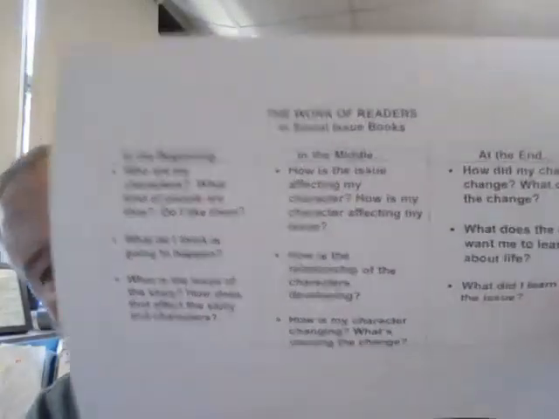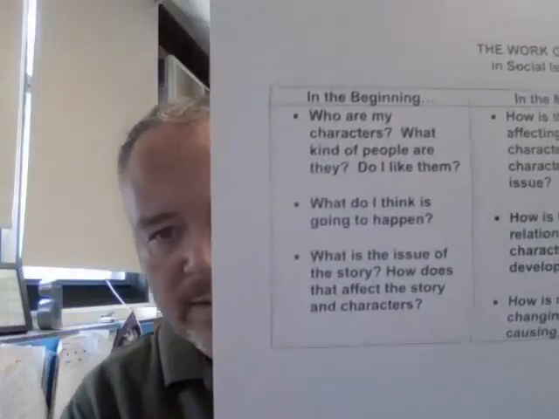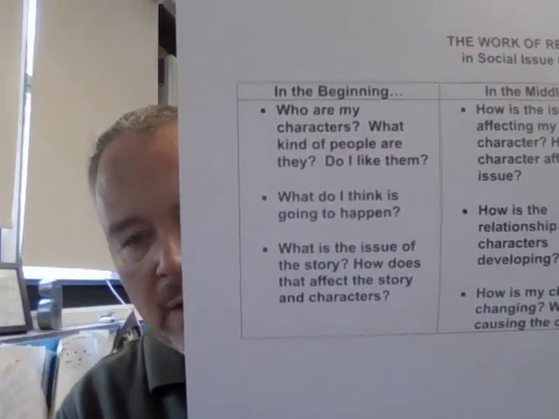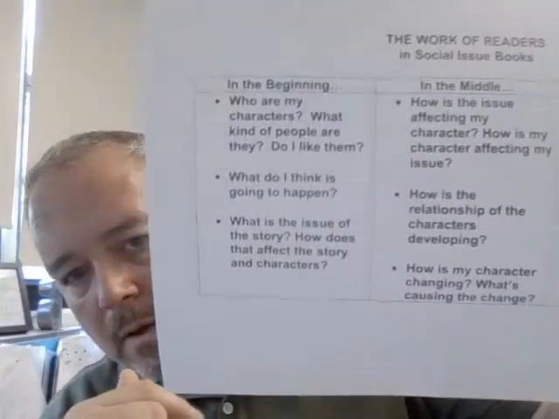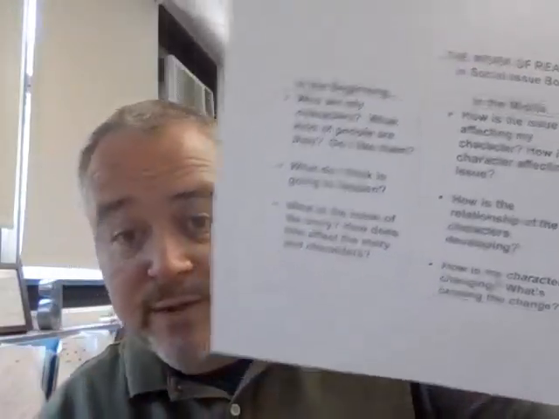Whenever a book has a social issue in it, there's certain things that we think about. So let's talk about that. We've used this work of readers chart before, but this one is very specific to books that have a social issue in them. In the beginning of a book with a social issue, the things we think about are: who are my characters, what kind of people are they, and do I like them? We do that in lots of fiction books. We try to get to know our characters as people. We think, what do I think is going to happen? That's predicting.